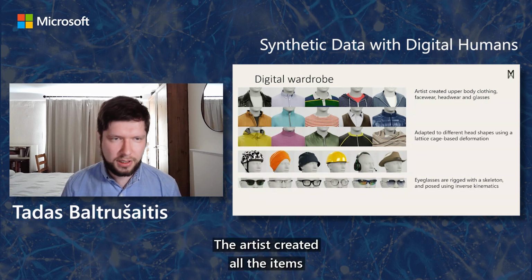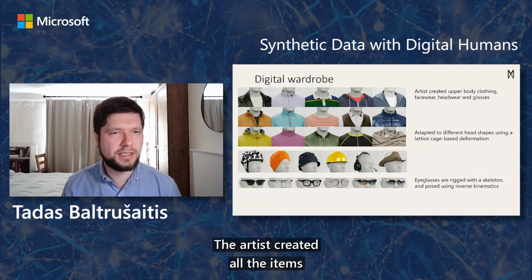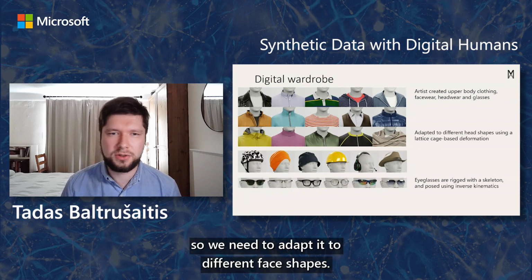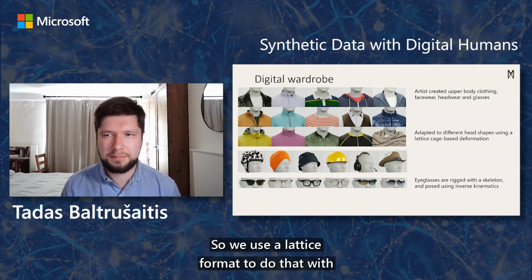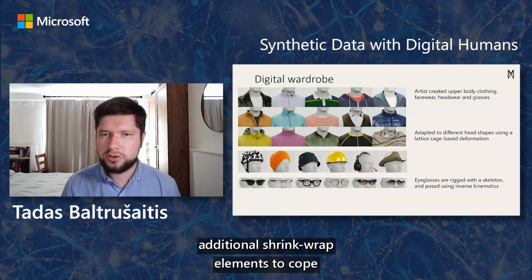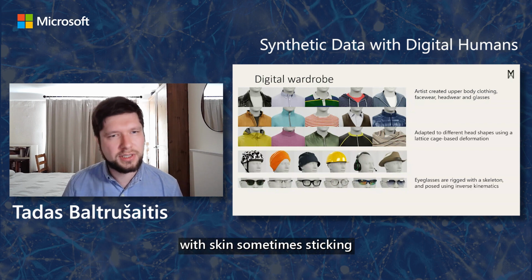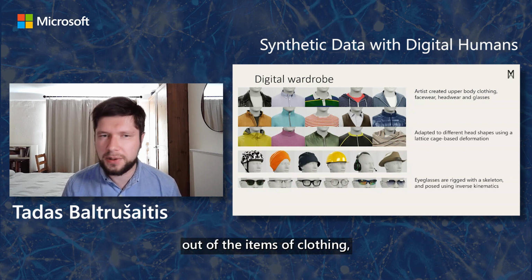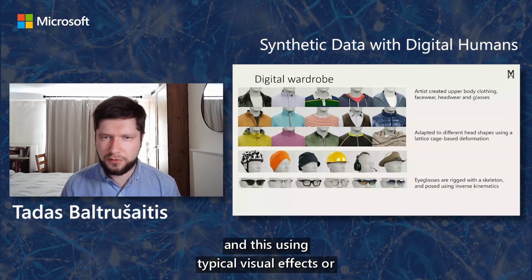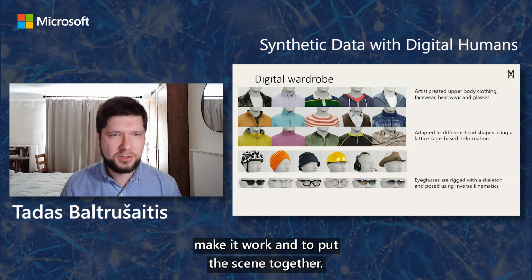The artists created all the items of clothing on a base head, so we need to adapt it to different face shapes. So we use a lattice deformer to do that, with additional shrink wrap elements to cope with sometimes skin sticking out of the items of clothing. This is sort of using typical visual effects or computer graphics tricks to make it work and to put the scene together.